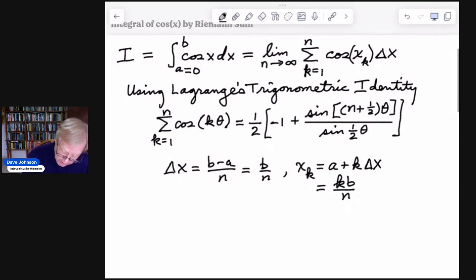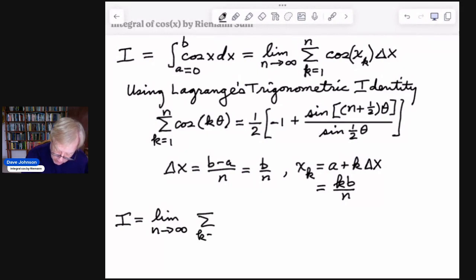I'm going to plug these in and take the limit. So let's write I equals the limit as n goes to infinity of the summation as k goes from 1 to n. And let me just go ahead and write it as is. So cosine of x sub k, which is kb over n. And then we're multiplying this all by delta x, which is b over n.